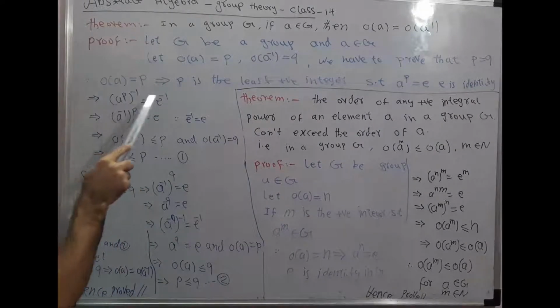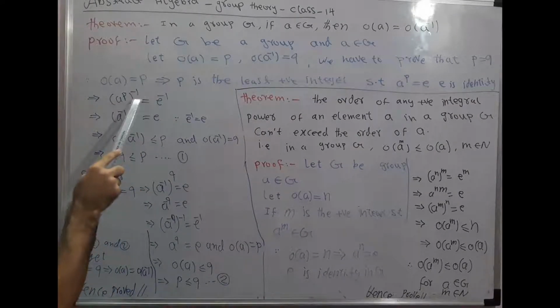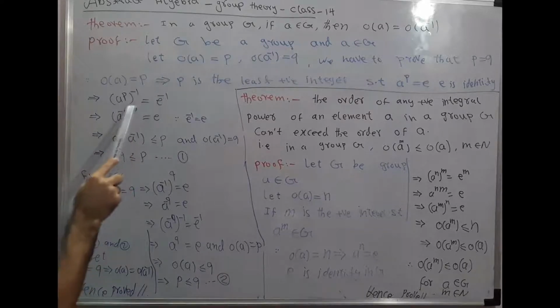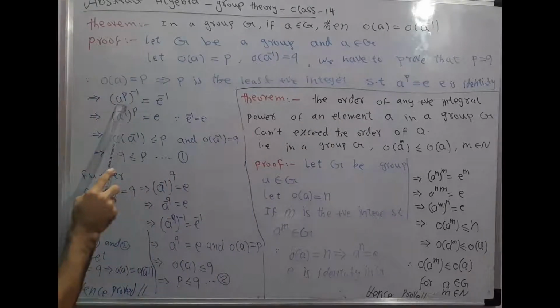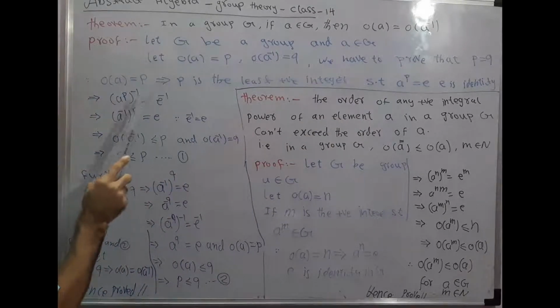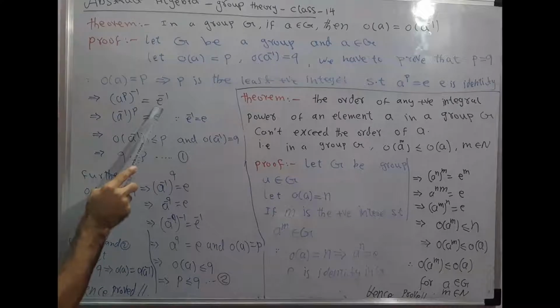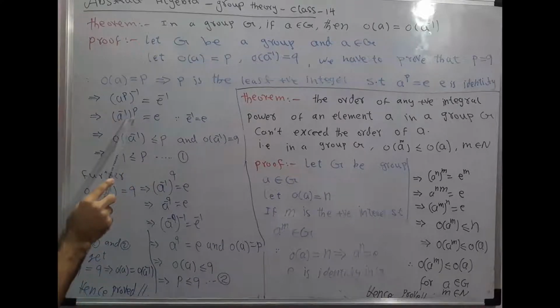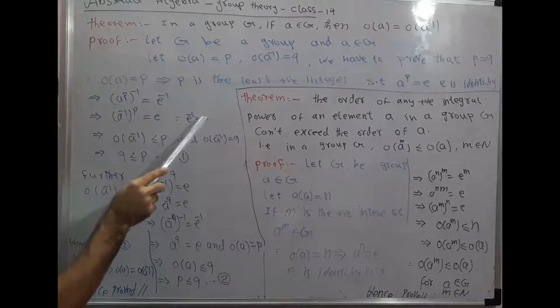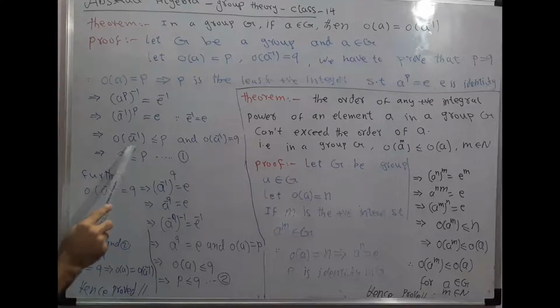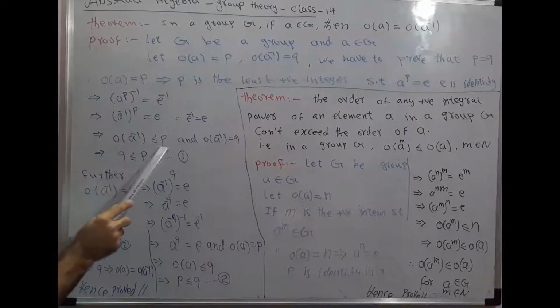Implies, taking the whole to the power minus 1 on both sides, (a to the power p) whole to the power minus 1 equals e to the power minus 1. Implies (a to the power minus 1) whole to the power p equals e, since e to the power minus 1 equals e.